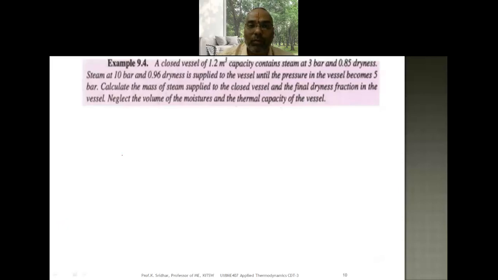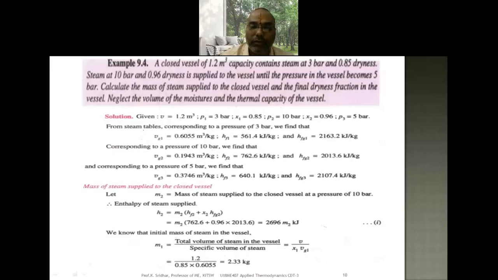Now let us see one problem on this particular one, the constant volume process. Please go through the problem and write down the given data. The given data is V, P1, X1, P2, X2, P3, all those things. Now let us first find the initial mass of the steam in the vessel. V is equal to M1 into X1 into Vg1, because it is wet steam. From this, find the value of M1. So M1 will be equal to 2.33 kgs.